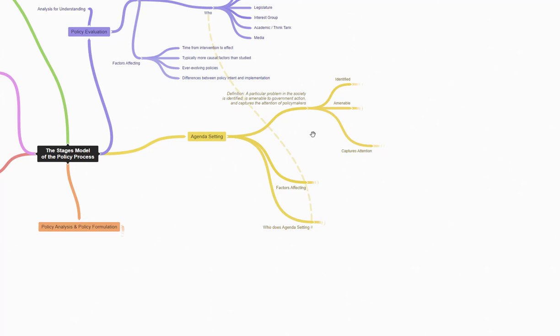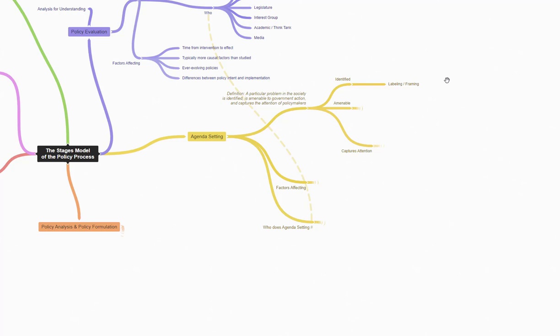So the first one is we identify a problem in society. And it's important here to consider the role of labeling and framing. Think of immigration as a policy area. You could frame the immigration question as a question of law and order. You could frame it as a question of human rights. You could frame it as a question of economics. You could frame it as a question of population mobility.